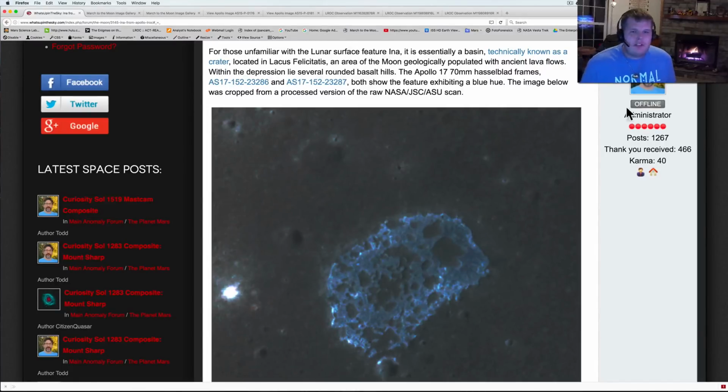So basically, let me read what Todd says to you real quick. Not that you can't read, but for those unfamiliar with the lunar surface feature, Ina is essentially a basin, technically known as a crater, located in Lacus Felicitatis. Did I get that right? Felicitatis, that's what we're going with. An area of the moon geologically populated with ancient lava flows. Within the depression lie several round basalt hills. The Apollo 17 70 millimeter Hasselblad frames, which these two are pulled up, both show the feature exhibiting a blue hue. The image below was cropped and processed from one of the versions of the NASA scan.